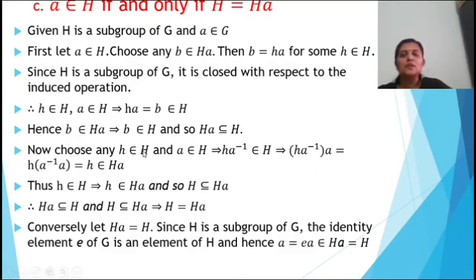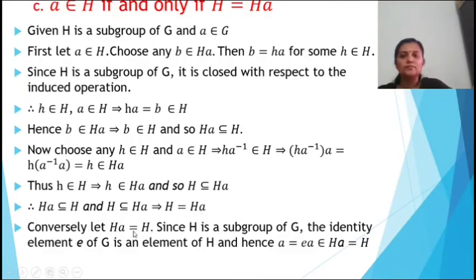Now choose h element of H and a element of H. So ha inverse is an element of H. So ha inverse into a, which is equal to h into a inverse a, which is equal to h. a inverse a is identity, so only h will be there. So h is an element of Ha. Thus h element of H implies h element of Ha. So H is contained in Ha. Here we have shown that Ha is contained in H. Also H is contained in Ha, which implies H equal to Ha.